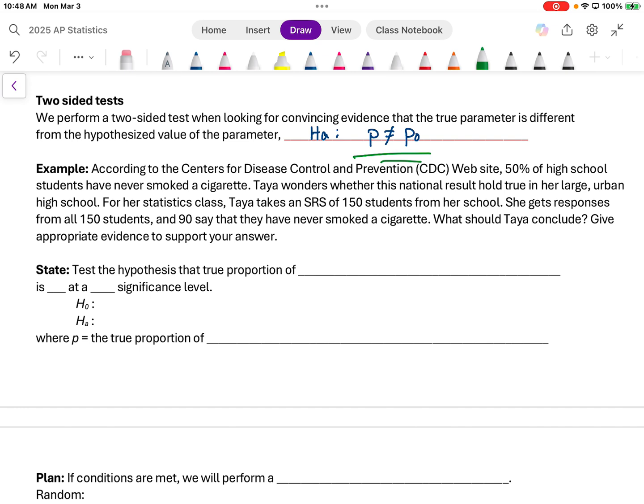All right, so here we go. In the statement phase, we're going to test the hypothesis that the true proportion of students who never smoked a cigarette is 50%. At alpha, did they specify? No. So 0.05 significance level.